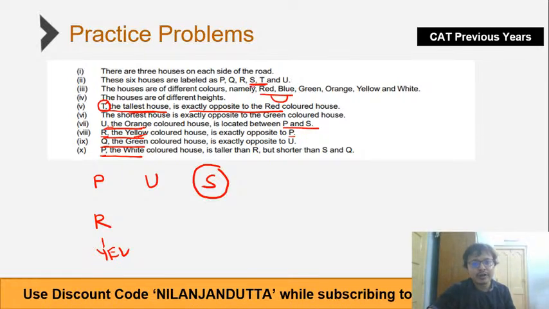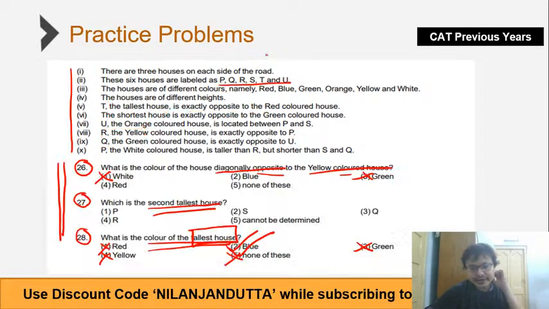We already know S and T are either red or blue, but since T is opposite to red, T is going to be blue as we found out in a previous question. So S has to be red color. So when it comes to the first question, what is the color of the house diagonally opposite to the yellow color? It is red.